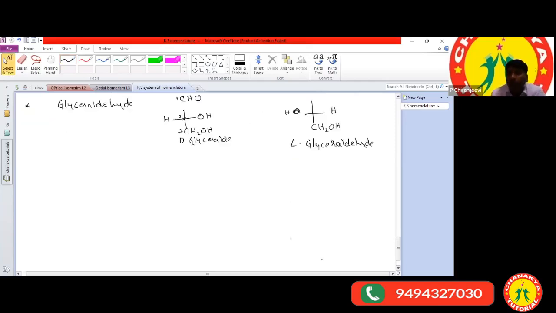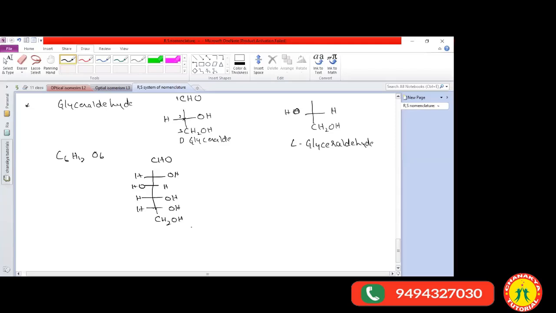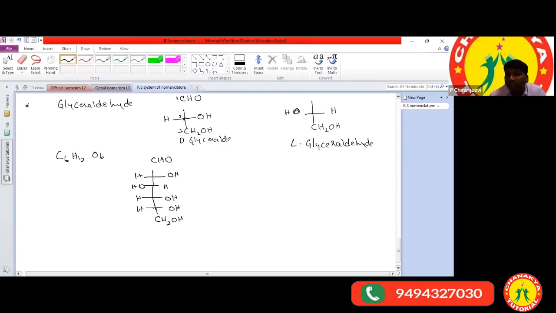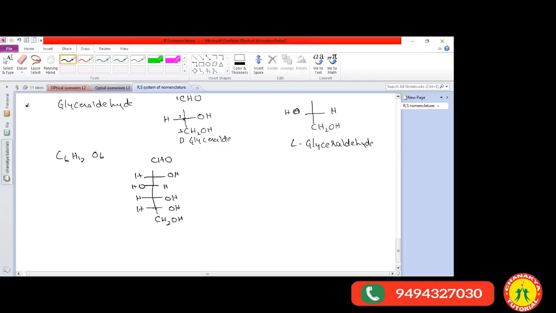Based on this, what is the best example of carbohydrates? Glucose. What is the molecular formula of glucose? C6H12O6. Sir, we can write the structure as CHO, H, OH, bond, OH, H, bond, H, OH, bond, H, OH, bond, CH2OH. Now, is the given one D glucose or L glucose? D glucose. Sir, how do you say it is D glucose? Because 3 of the OH groups are present towards the right side.